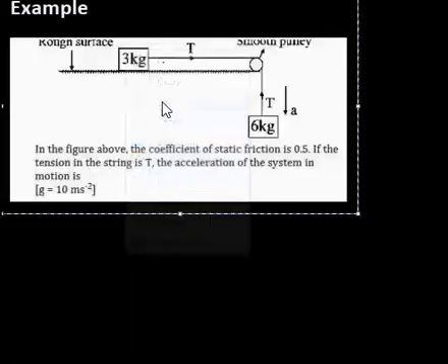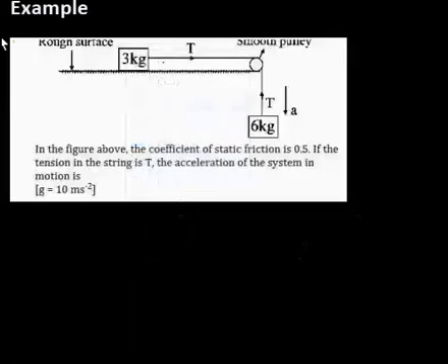So I clean up. I just bring this right to the screen. Now we have this surface, right? Having two forces, the force 3 kg and the force 6 kg. The 6 kg is pulling on 3 kg. So the question goes like this. In the figure above, the coefficient of static friction is 0.5, okay?